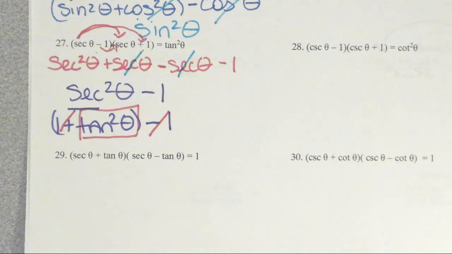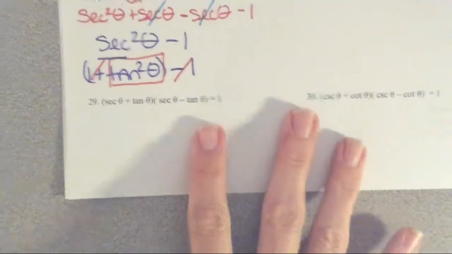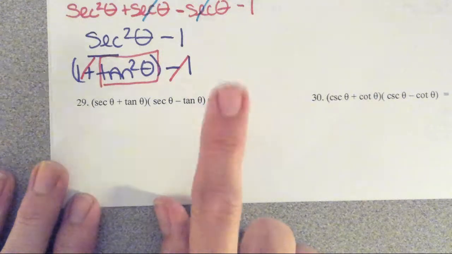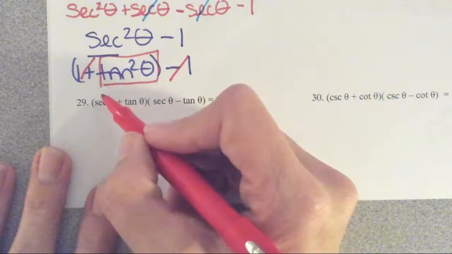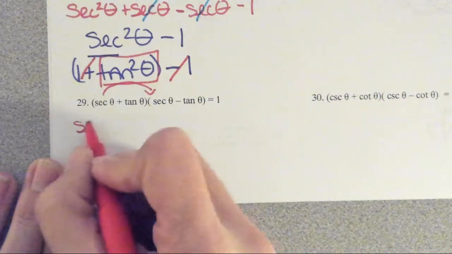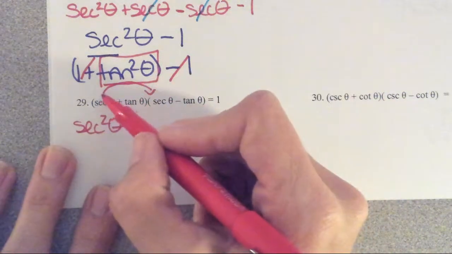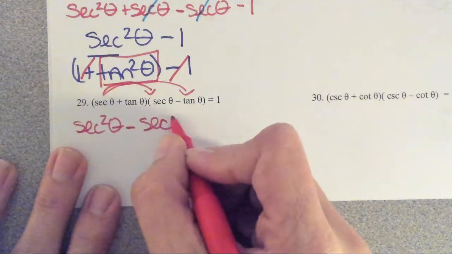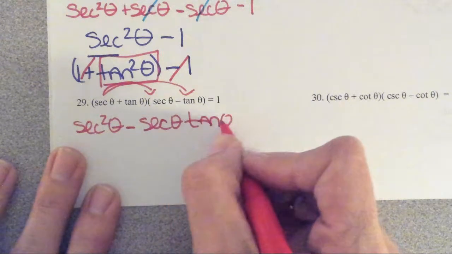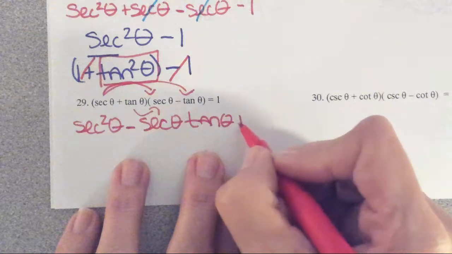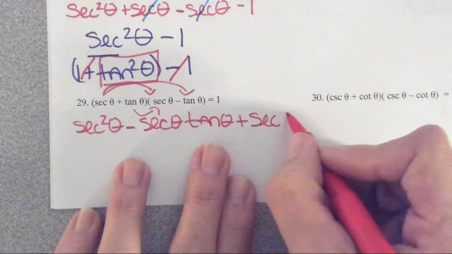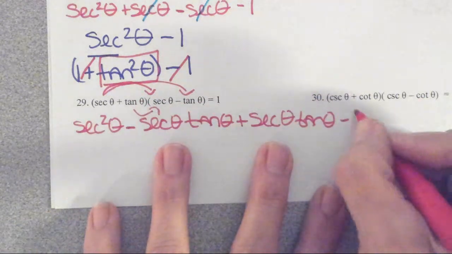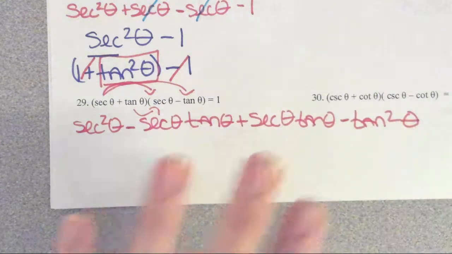All right, let's do number 29. Again, same thing. I'm going to FOIL this, and I want to prove that this whole thing equals 1. All right, so let's go FOIL. Secant times secant, secant squared. Secant times tangent is a negative secant tangent. Tangent times secant is a positive secant tangent. And then tangent times negative tangent is a negative tangent squared.